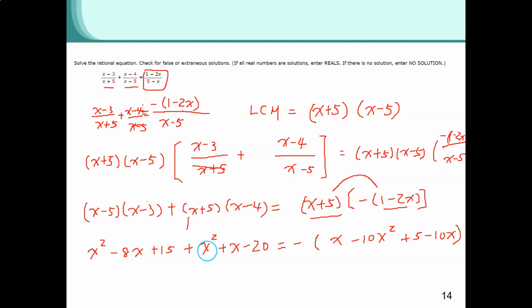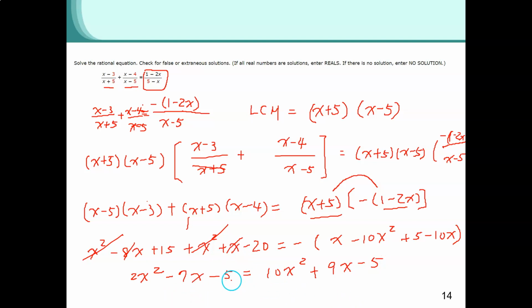Now we combine like term. So x squared plus x squared, we get 2x squared. Minus 8x plus x, we get a minus 7x. Then minus 5 is equal to 10x squared. I distribute this negative sign into the negative 10x squared. X minus 10x will get a negative 9x. So when I multiply with negative sign, it turns to the positive 9x and minus 5.